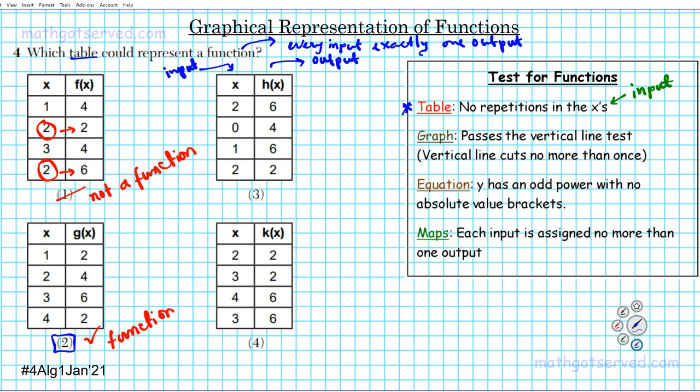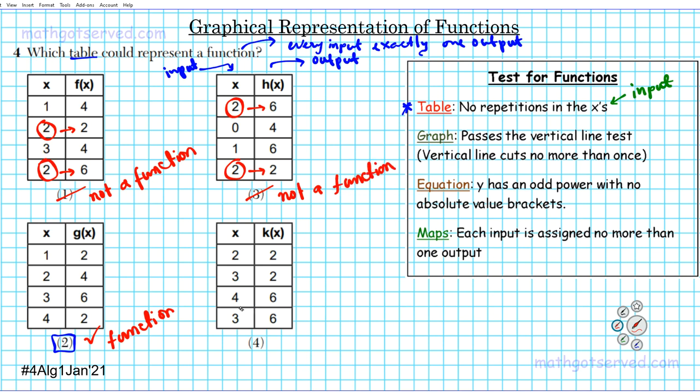Let's go over the other two options just to make sure that we're not making any mistakes here. If we take a look at option 3, look at the x's. Do you see any repetitions there? Absolutely. 2 is going to 6, and the same input 2 is going to 2. That's unacceptable. So this is not a function.